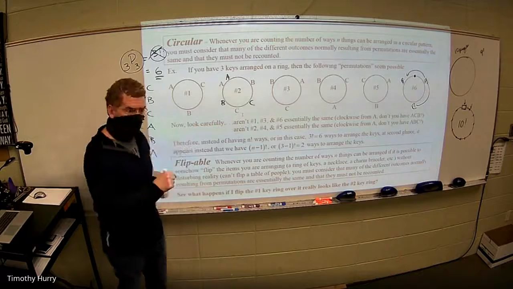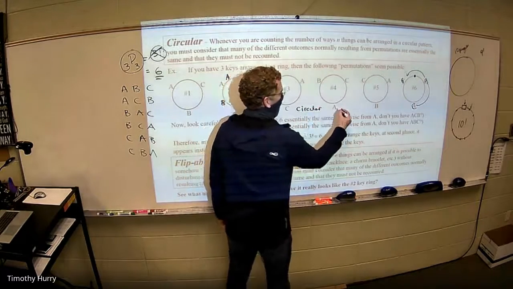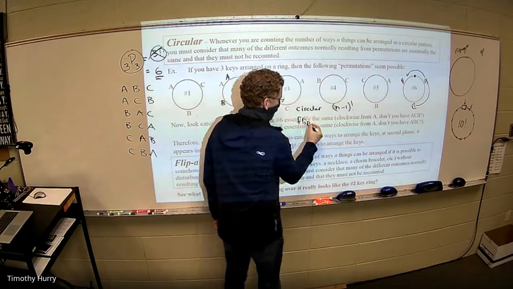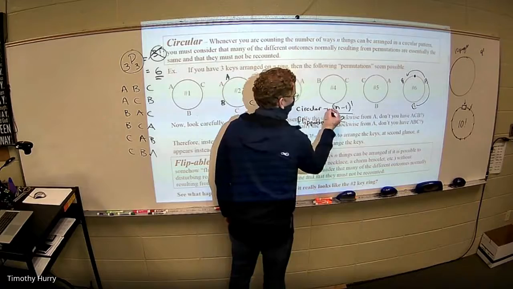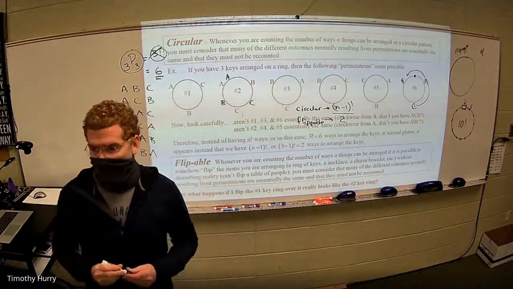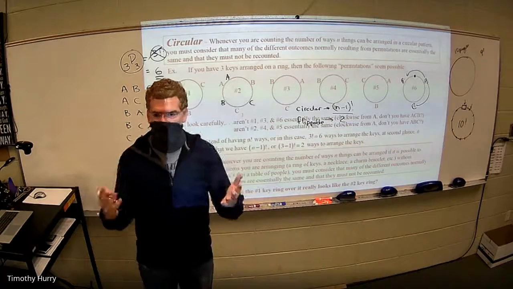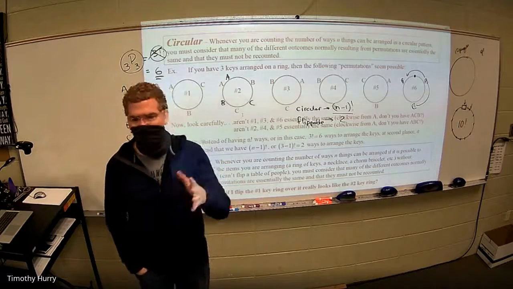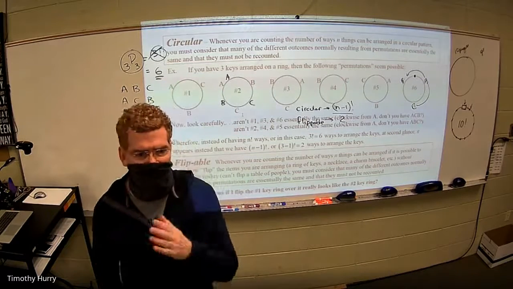So if it's circular, we're going to go n minus 1 factorial. If it's flippable, we're going to divide by 2. And it may be both. It may be one without the other. Like if I have a necklace with a clasp, is it considered circular? No. So if I had 10 charms or beads or whatever on my necklace, 10 factorial.